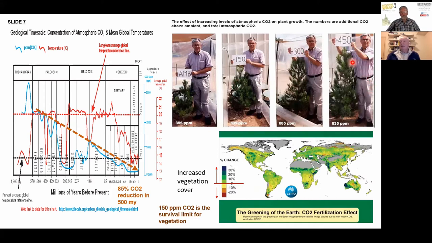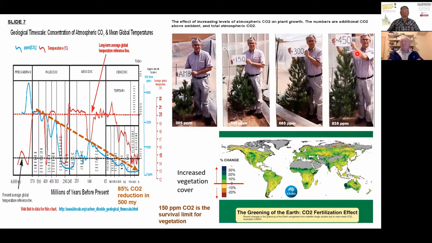And the last one here, where we've added even more CO2, 450 additional. So it's now at 835 ppm, which is more than twice our current CO2 in the atmosphere level. And you can see the tree has grown bigger again. So what this is showing is that basically under the present atmospheric conditions, most vegetation on Earth is starved for CO2. It's not receiving anywhere near the optimum amount of CO2 for it to have optimum vegetation growth.